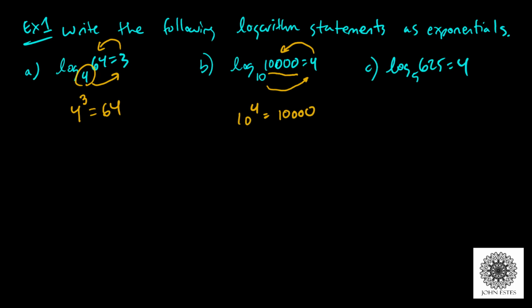Okay, lastly, 5 to the fourth power equals 625. And this is a true statement because 625 can be written as 5 to the fourth power. So if you see something like this, as an example, what is log base 11 of 121? Well, I'm thinking in my mind, what power of 11 is 121?